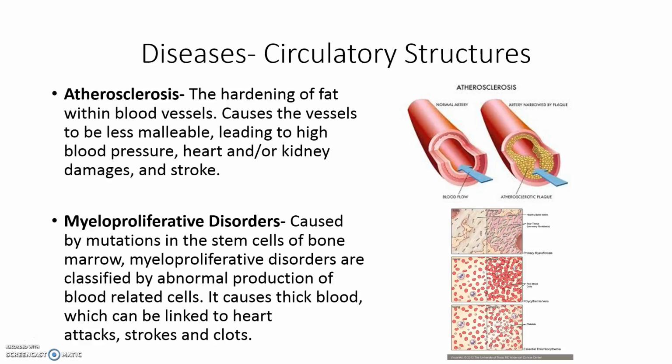So there are a few diseases that can affect the circulatory system and its structures. I have two of them here. First one is atherosclerosis. Sorry, don't quite know how to say that. That's the hardening of fat within blood vessels. It causes the vessels to be less malleable, leading to high blood pressure, heart and or kidney damage, and stroke.